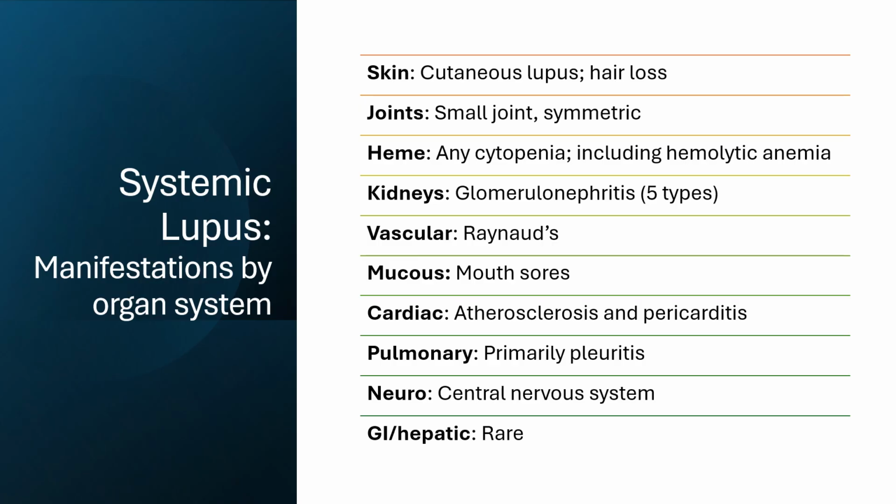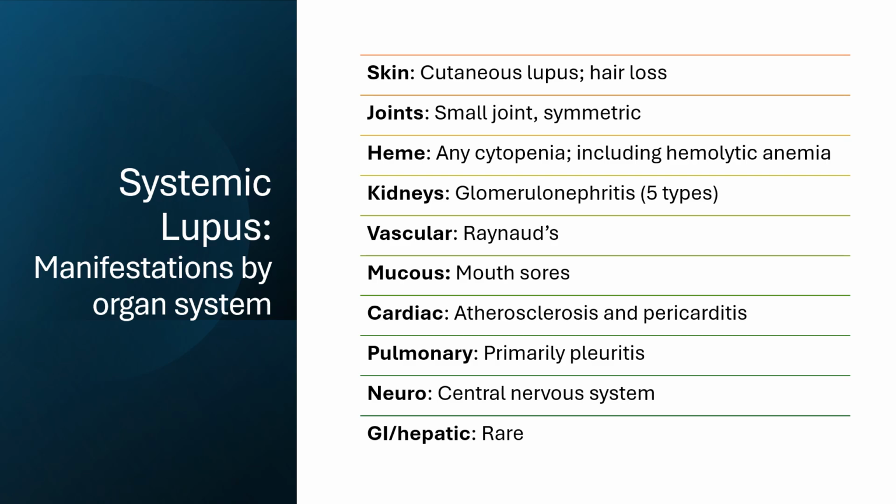What about the lungs? The main manifestation that we see in the lungs is pleuritis. And in fact, this is a theme with the pericarditis and pleuritis. You can also get a peritonitis, or the broader term for that is serositis.